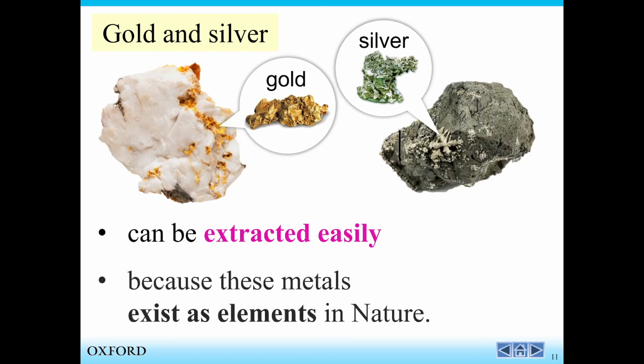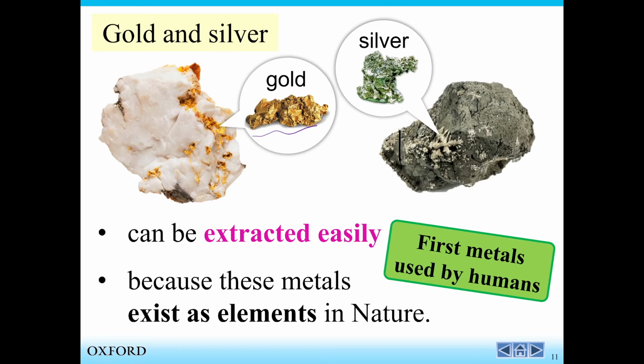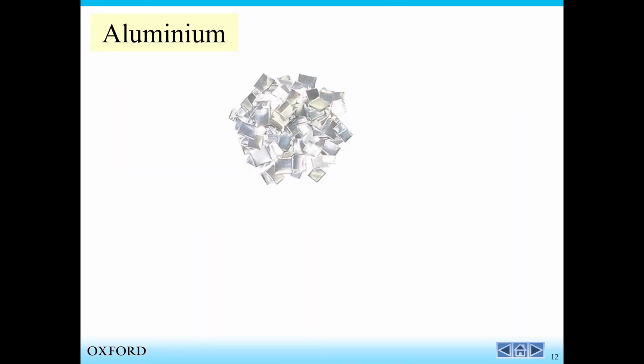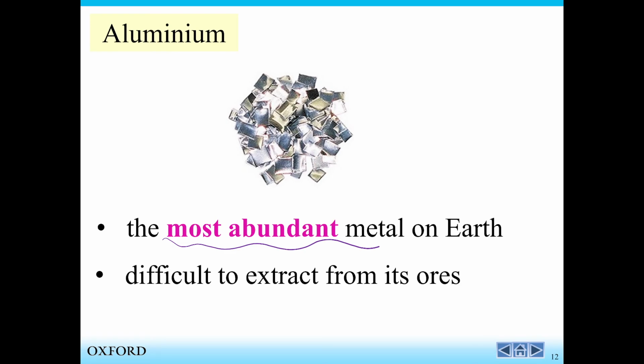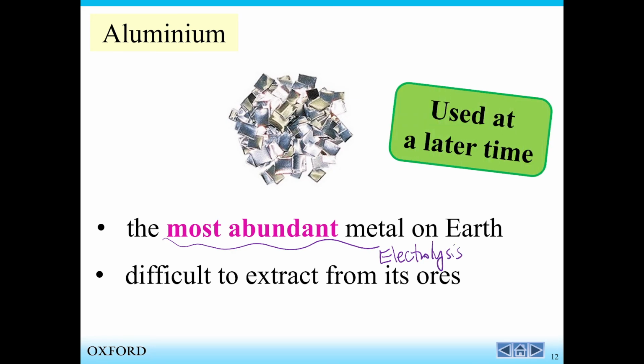Now, to summarize everything, gold and silver can be extracted easily because they are quite freely found in nature. You can find it from a gold ore or from a silver ore. So these were the first metals used by humans. Aluminium, on the other hand, even though it's the most abundant metal, is difficult to extract from its ore because we need to use electrolysis, and for electrolysis I need electricity. That's why it was used at a later time, even though it's the most abundant metal on Earth.